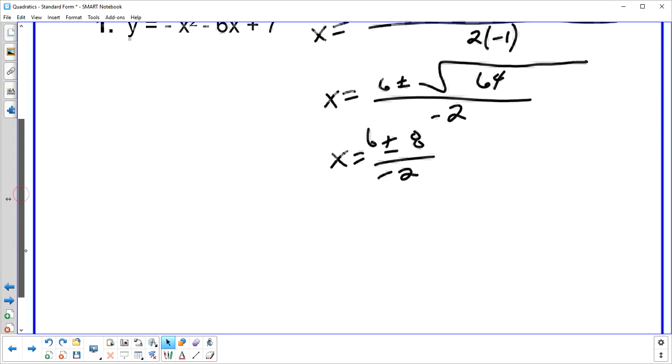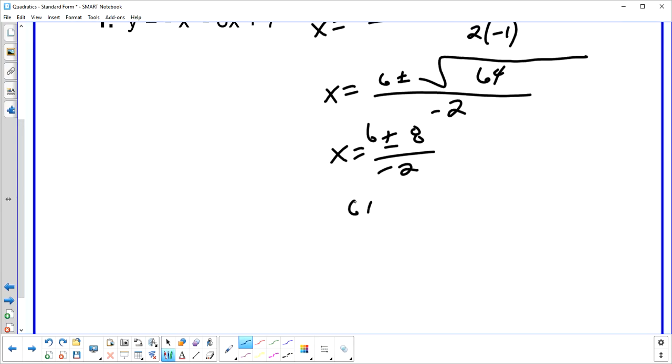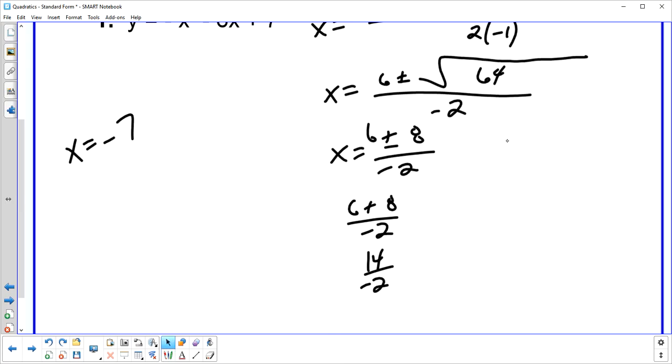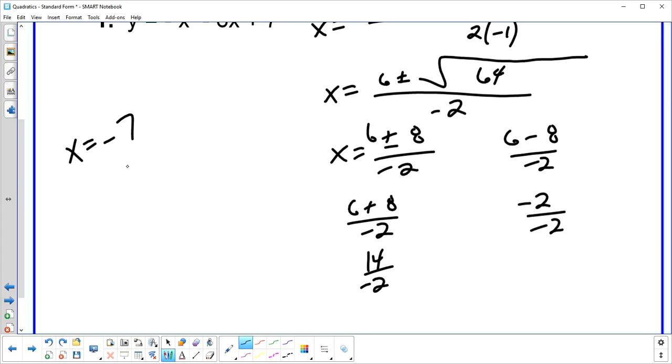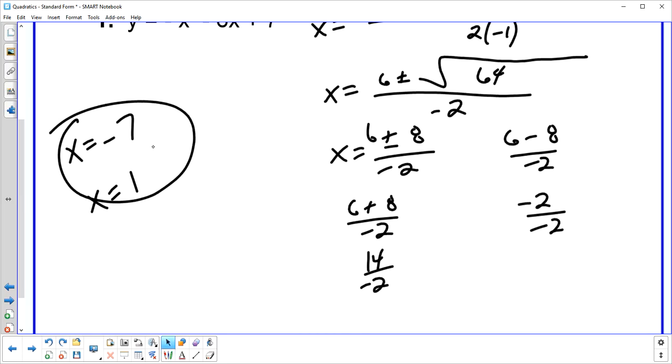And at this point we have two different solutions. So we split one to have 6 plus 8 over negative 2, which would give us 14 over negative 2. So one of our x-intercepts would be negative 7, 14 divided by negative 2. And then we're going to have 6 minus 8 over negative 2, which gives us a negative 2 over negative 2, or our other one is a positive 1. So those are our two x-intercepts.